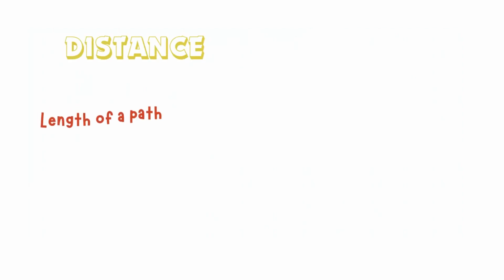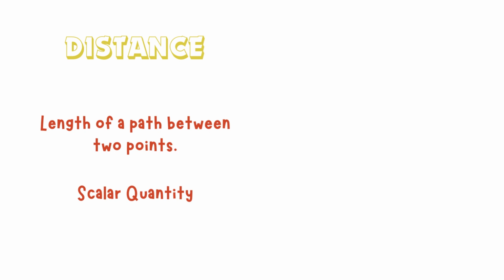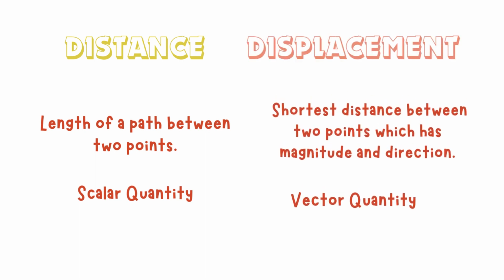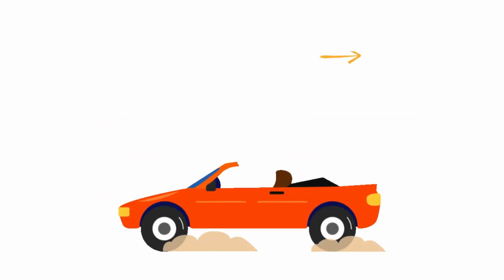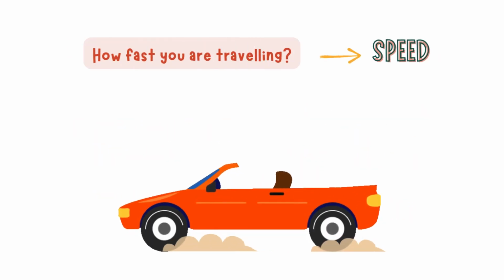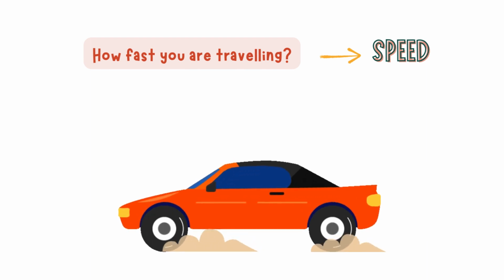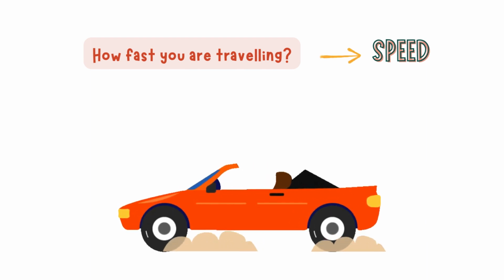Length of a path between 2 points is called the distance between those points. However, displacement is the shortest distance between 2 points which has magnitude and direction. It is a vector quantity and is represented by d. Now the person going to work must be traveling with some speed. What information will we get by knowing the speed of this person? Speed of an object is the rate at which it is moving. In other words, the distance moved by an object in unit time is its speed.